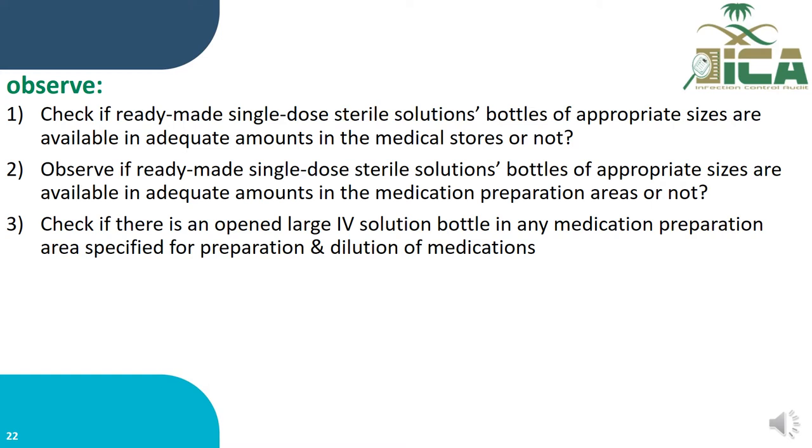You also need to check whether they are available in the medication preparation area, because if the amount of this item is inadequate, or there is any shortage of this supply, they are more likely to use a large IV solution bottle for the preparation and dilution of medication. You also need to check whether there is any open large IV solution bottle in any medication preparation area used for preparation and dilution of medication. We need to know that a large IV solution bottle should not be used for the preparation and dilution of medication, even if it is for the same patient, even if it is labeled with the patient name, and even if there is a label with the date and time of first use.